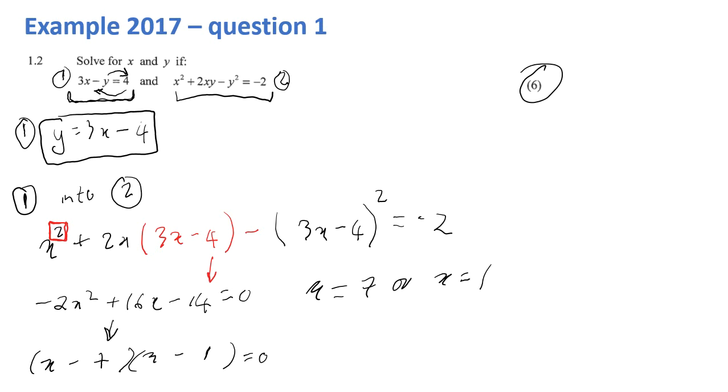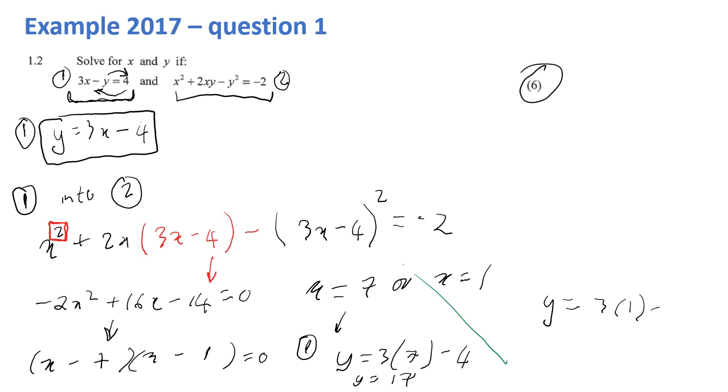And then you'll plug that back into equation 1. So you'll get y equals 3 times 7 minus 4, so the corresponding y over here would be y equals 17, I guess. And y equals 3 times 1 minus 4, so that is minus 1. Cool. So those are the two values.